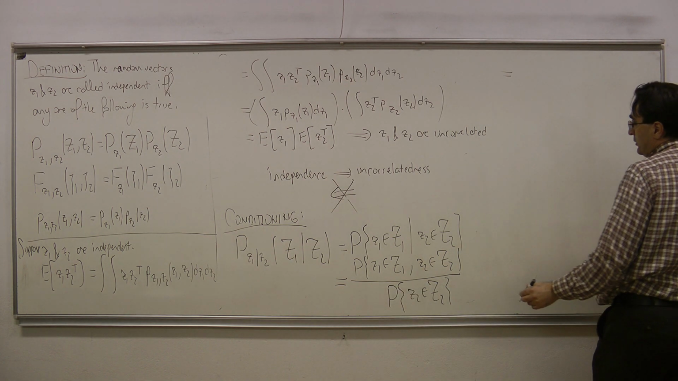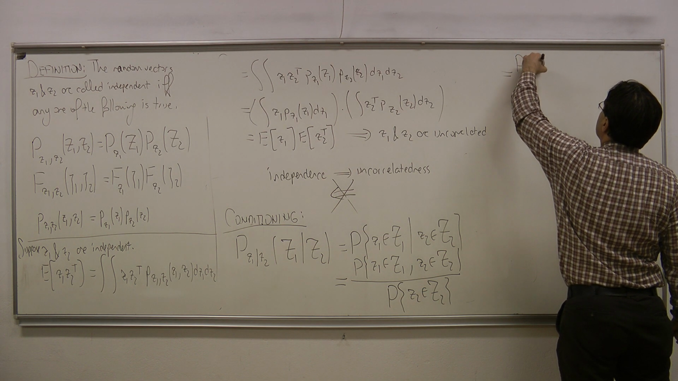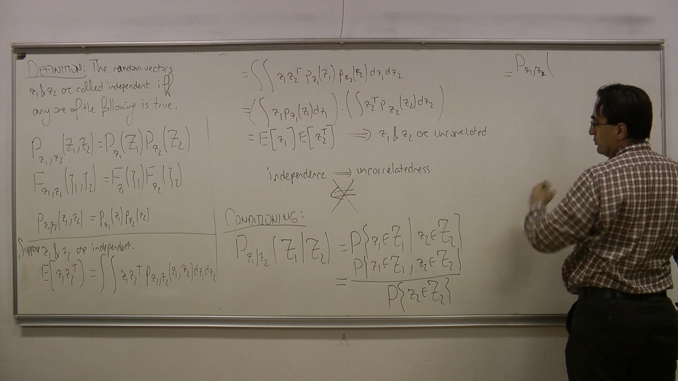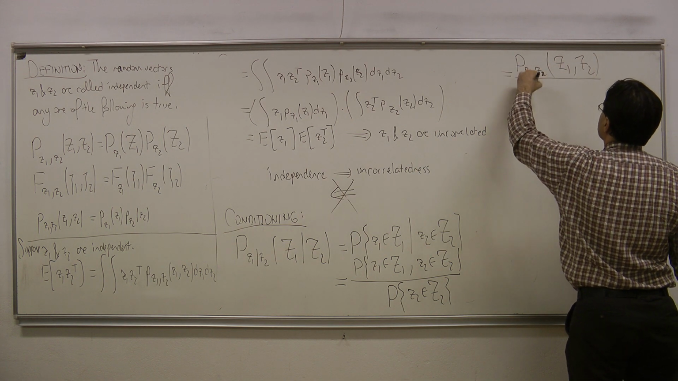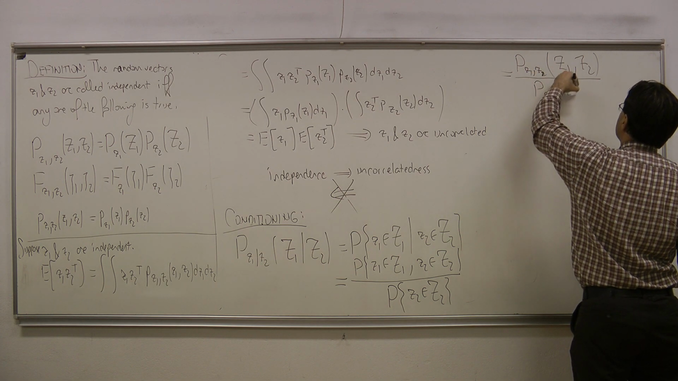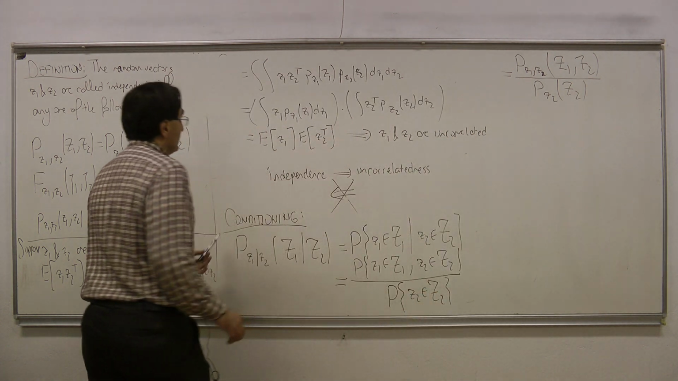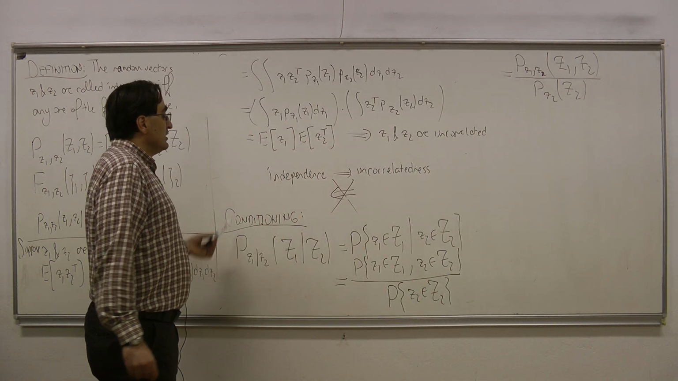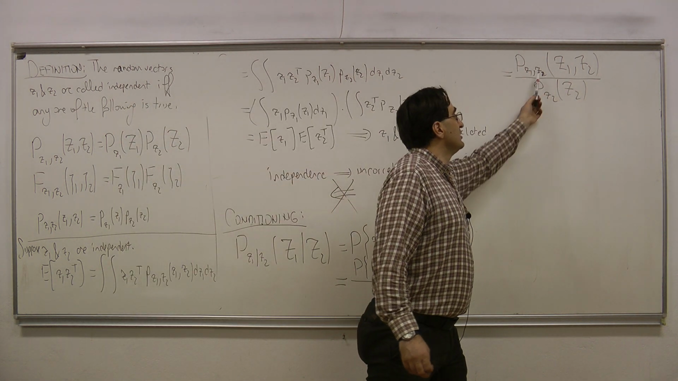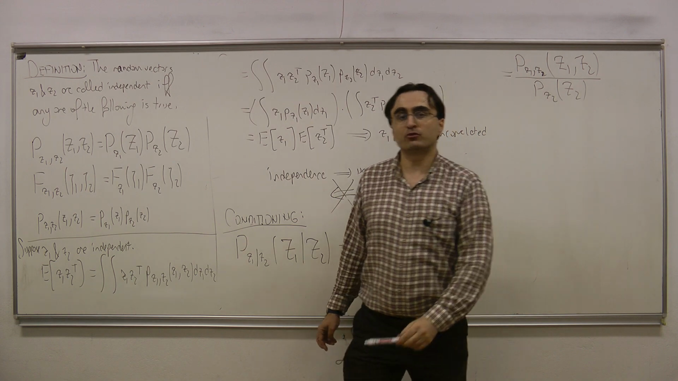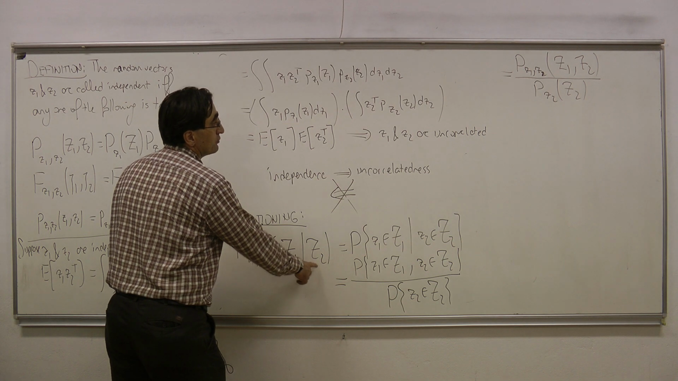So this is equal to, I would have here P Z1, Z2, and I would have here the subset Z1 and Z2 divided by PZ2 and subset Z2. Okay? So the conditional distribution function is given by the joint distribution function divided by the marginal distribution function of the random vector in the condition.